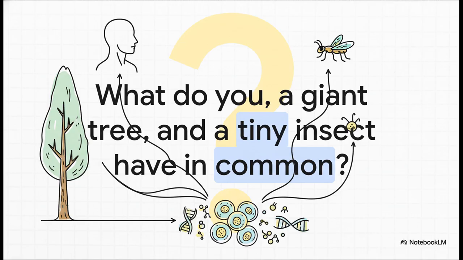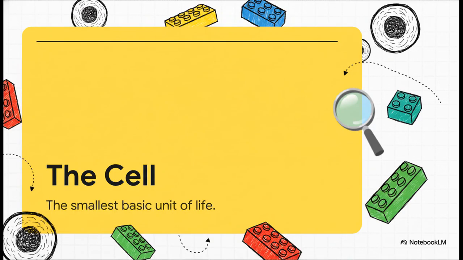But believe it or not, they all share one fundamental secret, a common starting point for all of their incredible complexity. And here it is. The answer is the cell. It's the absolute smallest, most basic unit of every single living thing, from the tiniest bacterium to you and me. You can think of them like the Lego bricks of biology. You can build anything with them.